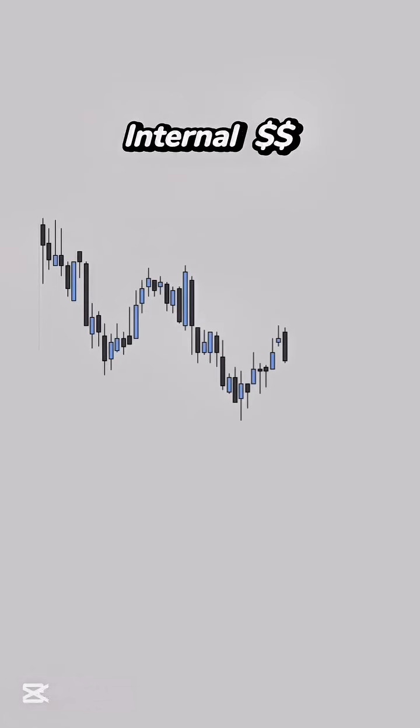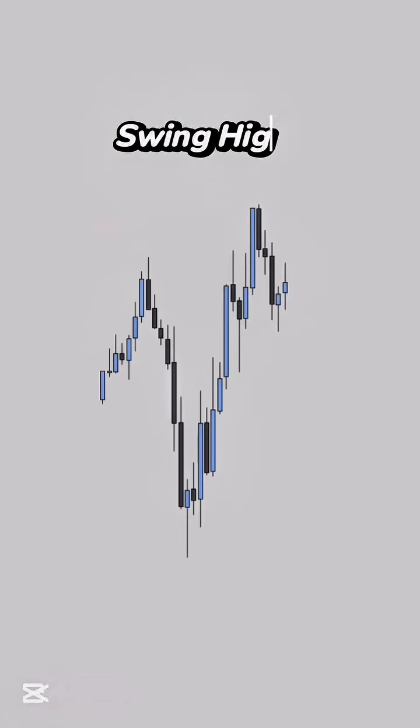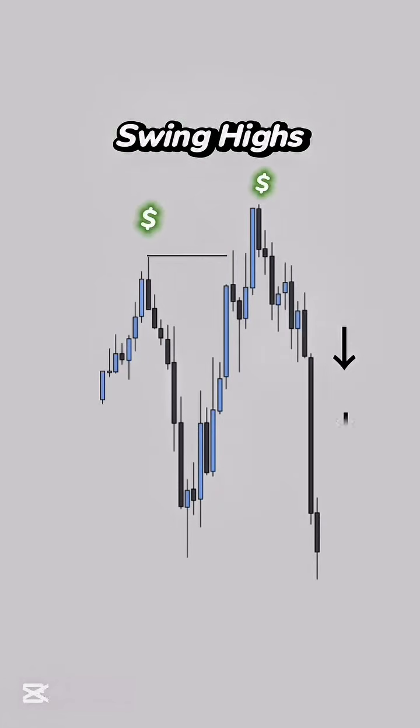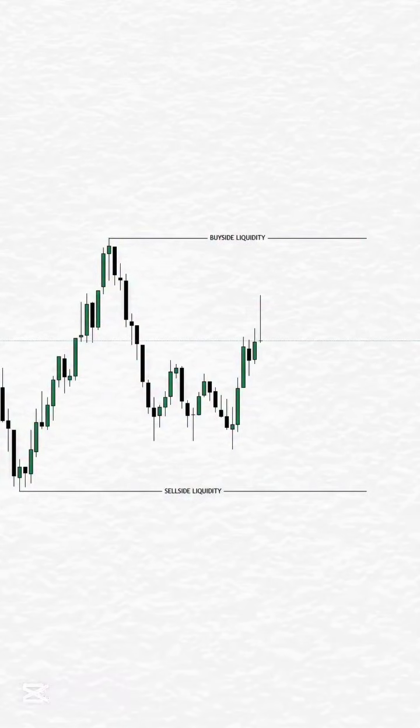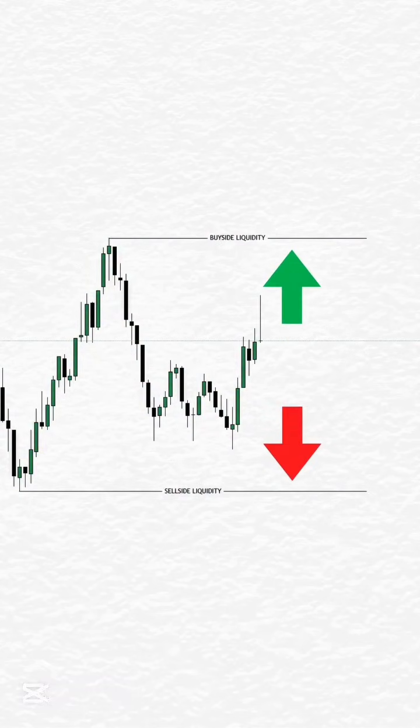3. Internal liquidity. These are areas inside a trend that when swept can be a valid entry for a continuation. 4. Swing highs. These are single highs and when swept can create powerful moves. 5. Liquidity engineering. This is the market trapping early buyers while leaving liquidity above, preparing for a big move to sweep all the highs. From this chart, do you think price is more likely to take out buy-side liquidity or sell-side liquidity? You have 5 seconds to decide.